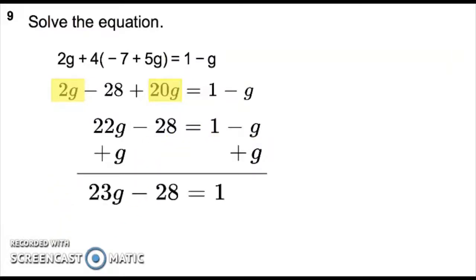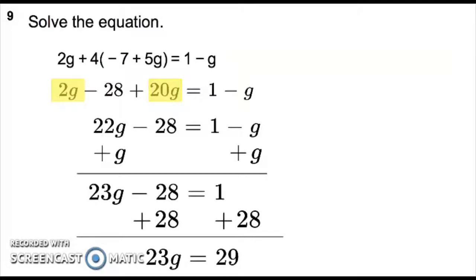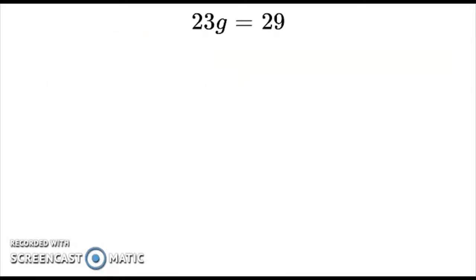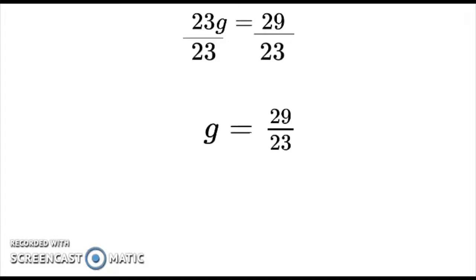We'll get 23g minus 28 equals 1. Add 28 to both sides, you'll get 23g equals 29. Now we divide both sides by 23. So now g is going to be 29 over 23 because it can't be reduced. So this is our answer.